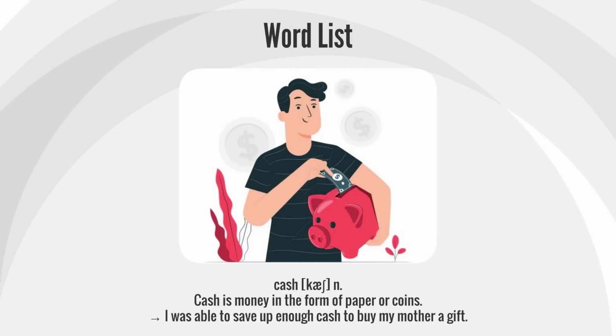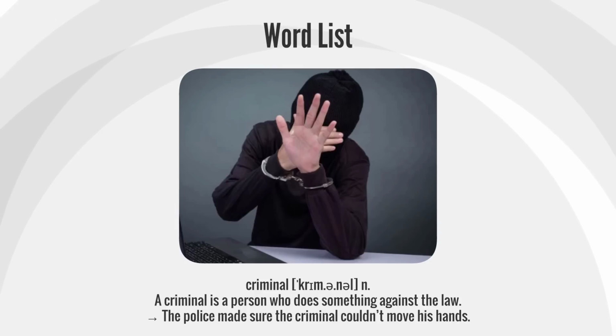Cash. Cash is money in the form of paper or coins. I was able to save up enough cash to buy my mother a gift. Criminal. A criminal is a person who does something against the law. The police made sure the criminal couldn't move his hands.